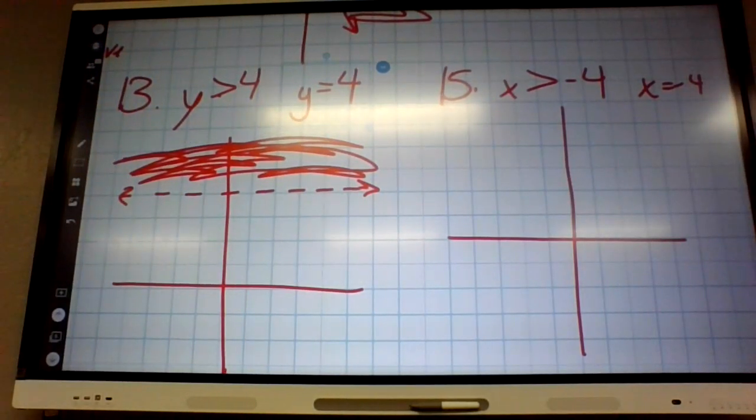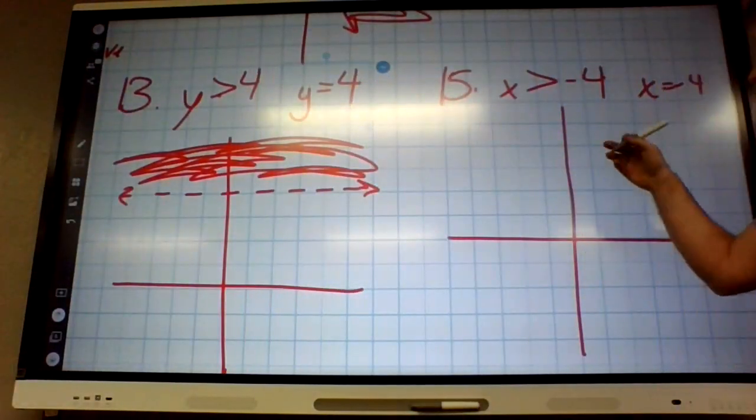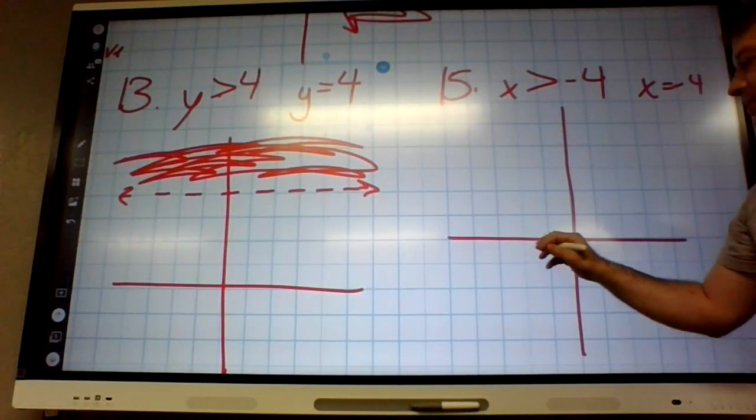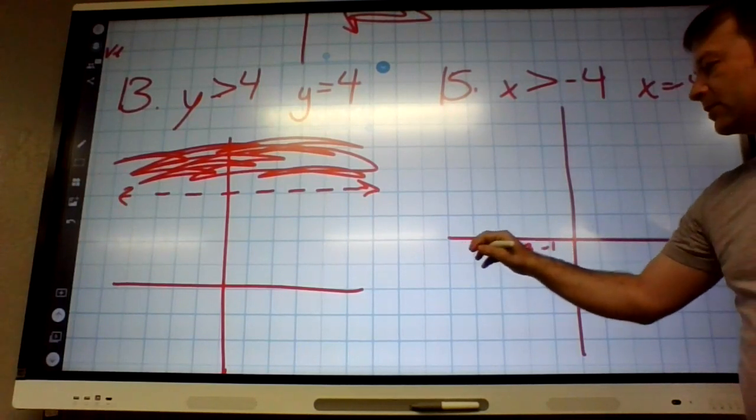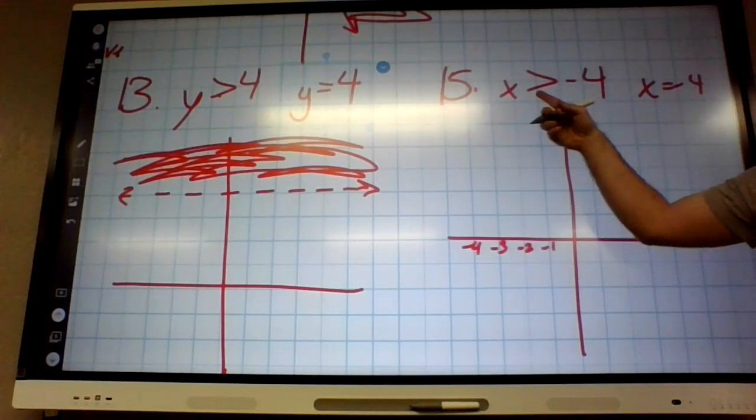What did the graph of x equals -4 look like? Yeah, it was a vertical line. You get a -4 on the x-axis, like there's -2, -3, -4, and you just draw the line through it. Is this line going to be solid or dashed?